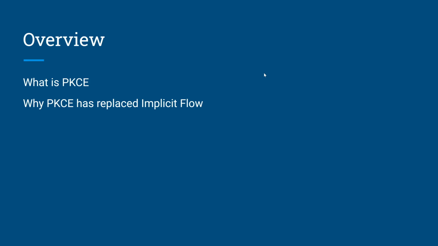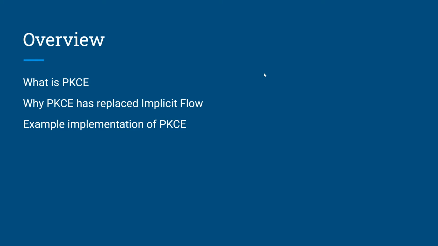So before we jump into everything, I want to give you all a quick overview of what we'll be covering. The first thing we'll talk about is what is PKCE. So we'll get into the details of what this auth flow is, what it does, and how it's different from the others. Then we'll talk about why PKCE has replaced the implicit flow to become the new standard for authorization.